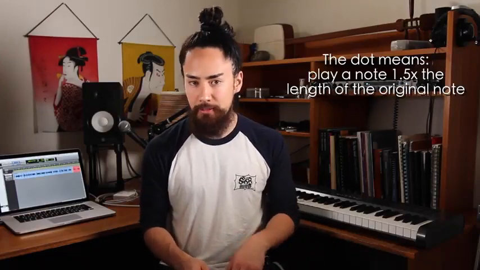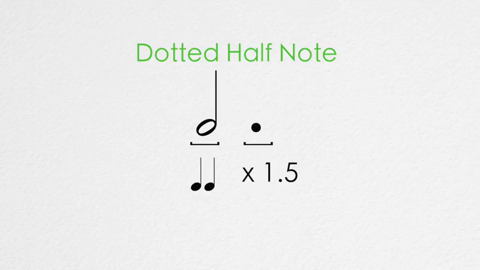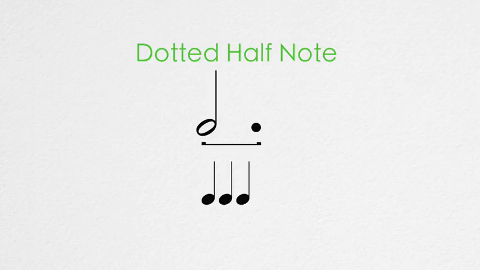Now and then we'll come across notes with a dot beside them. This means play a note that is 1.5 times the length of the initial rhythm. For example, let's look at a dotted half note. A half note is 2 quarter notes long. 2 quarters times 1.5 equals 3 quarter notes of length. Now keep in mind, we are not playing 3 quarter notes here. Rather, we're saying that a dotted half note takes up 3 quarter notes length of musical time.